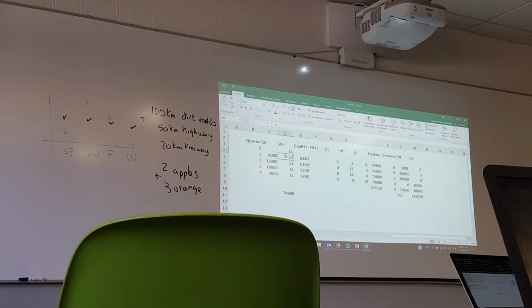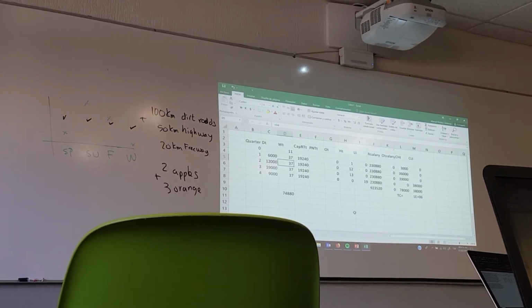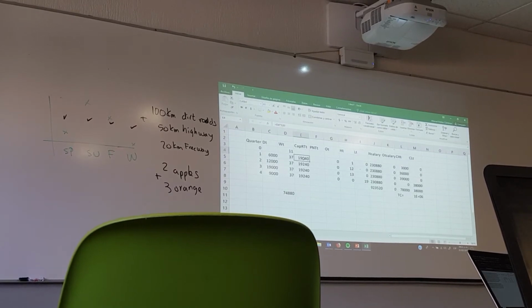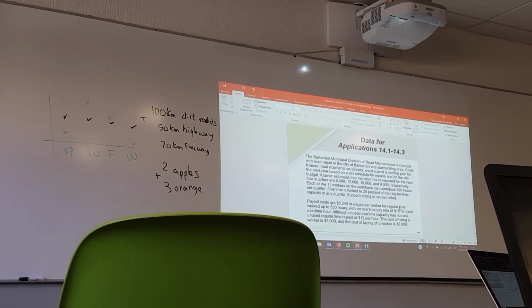Can you tell me what is the right number? 37. Okay. But this is wrong. This figure here, 520, is wrong. This is the normal time capacity, but now we can schedule overtime. So what is the capacity per worker if we use overtime? It's going to be that number, 520, times 1.2. Do you see why? The reason is that it says here that the overtime can be up to 20%. So what is the new capacity?